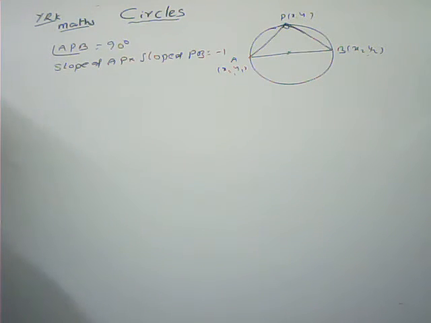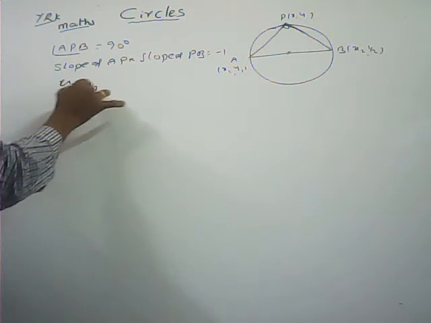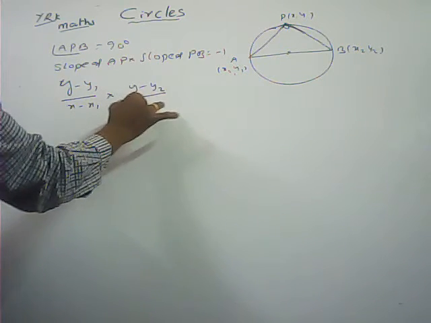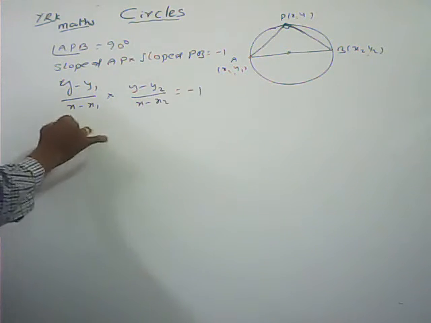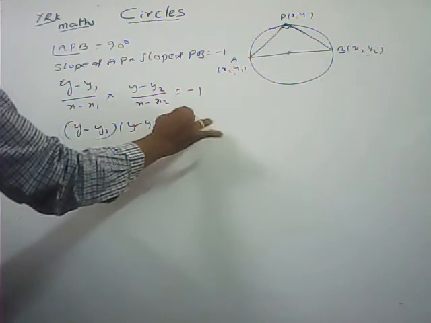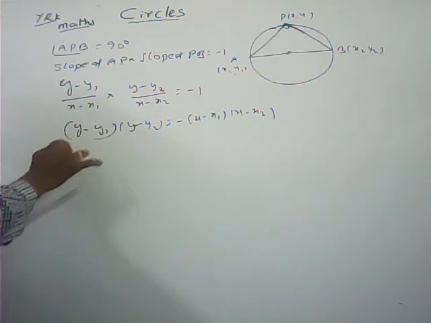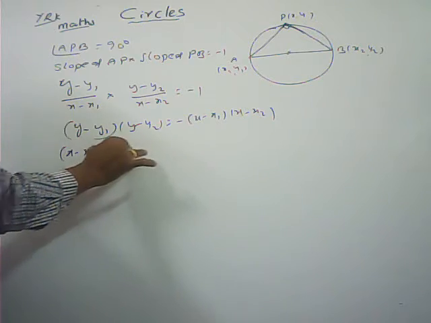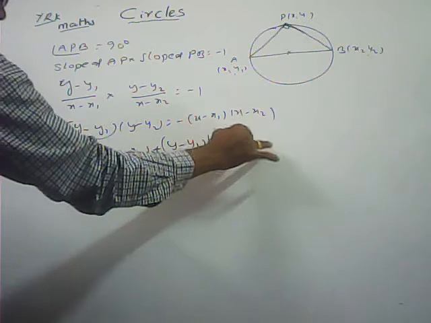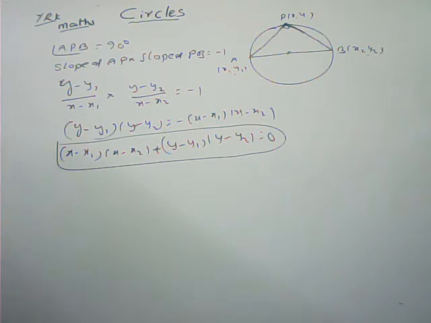What about the slope of AP here? y minus y1 by x minus x1 into y minus y2 by x minus x2 is equal to minus 1. So y minus y1 into y minus y2 is equal to minus of x minus x1 into x minus x2. If I transfer this side, x minus x1 into x minus x2 plus y minus y1 into y minus y2 is equal to 0. This is the equation of the circle whenever the end points of the diameter are given.